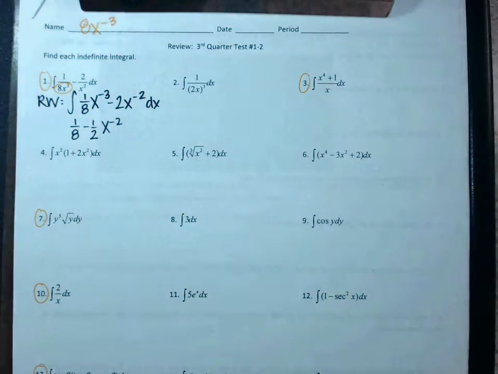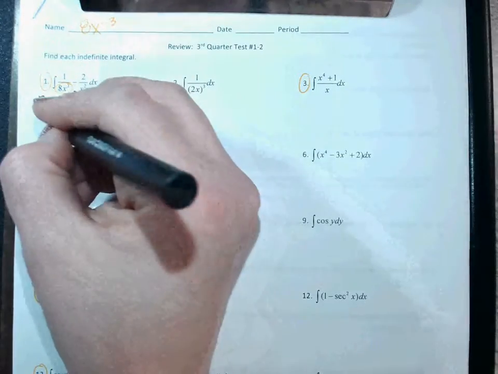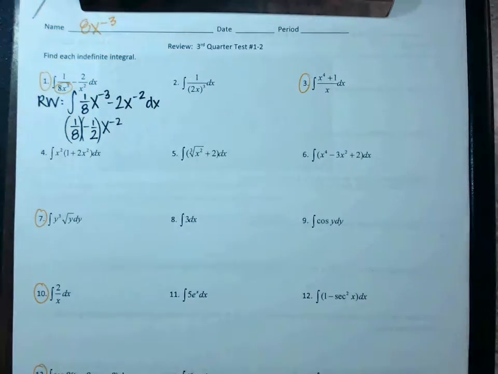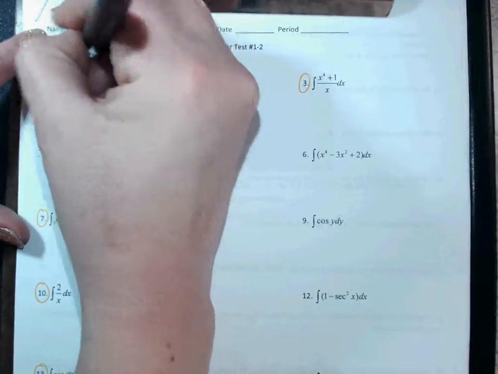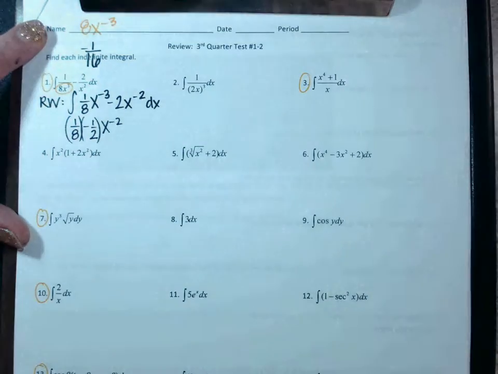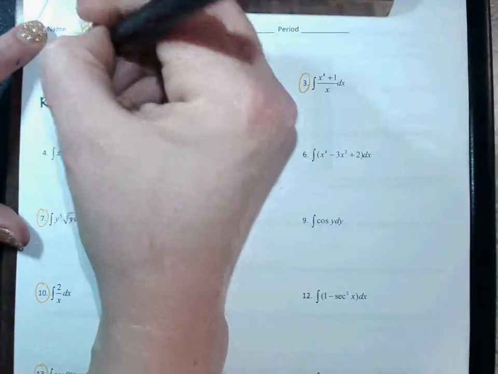What do we do with those fractions? Remember how to multiply fractions? Straight across the top, straight across the bottom. So half of an 8 is a 16th. Does that make sense? So I'm going to write it up here at the top: negative a 16th. And then if my x is to the negative 2, I'm just going to write that on the bottom.